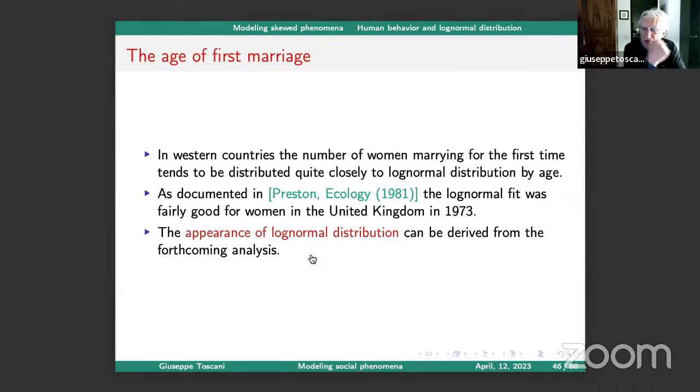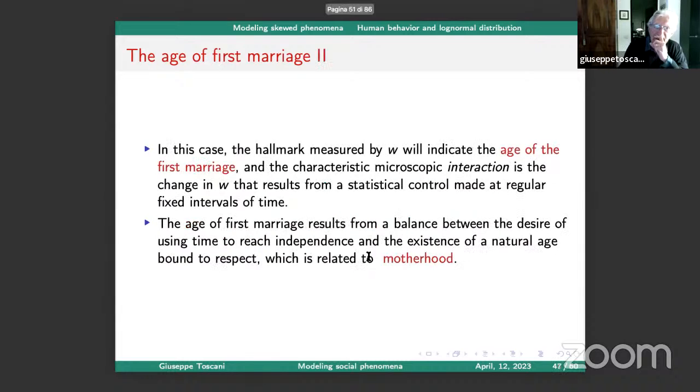A second one, which is not so well known, is the remark made by the researcher Preston in a paper in '81. He discovered that the log normal fit was fairly good for women in the United Kingdom in 1973, and this is the same. The age of first marriage is an asymmetric balance between the desire of using time to reach independence and the existence of a natural age bound to respect, which is related to motherhood.